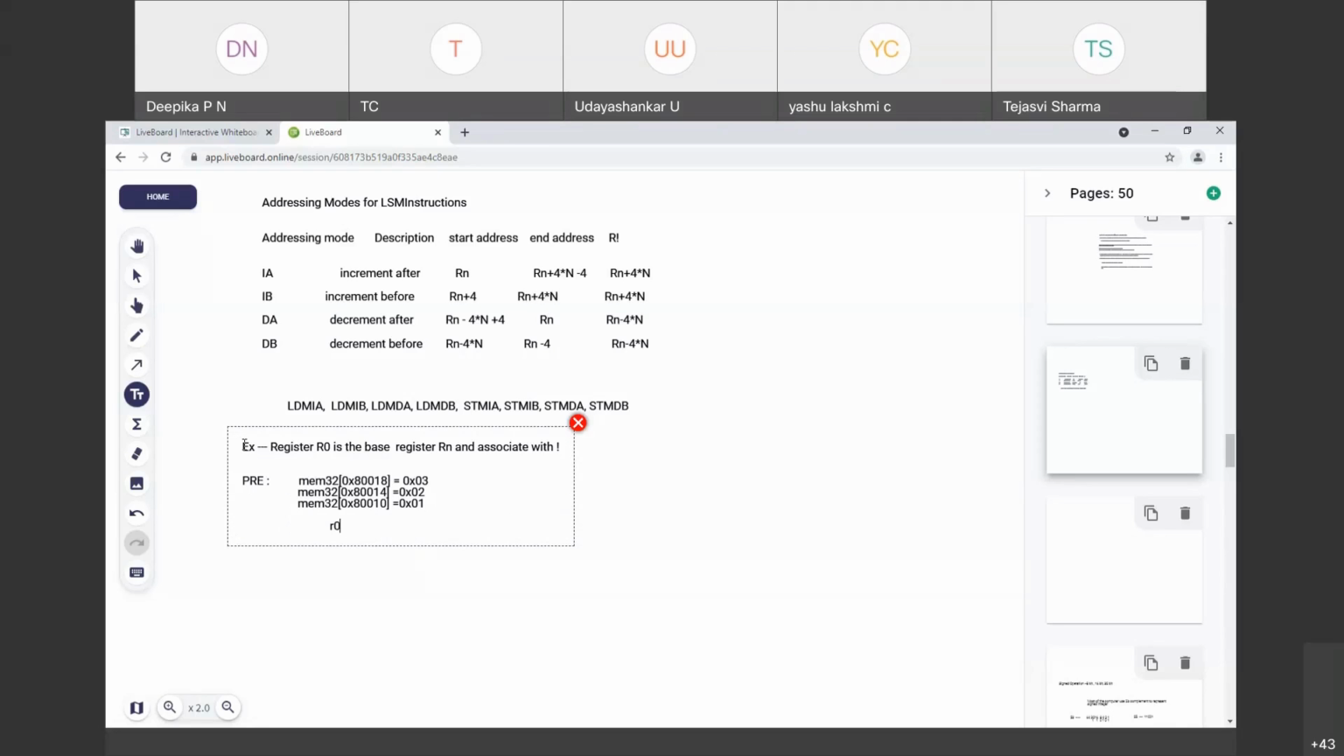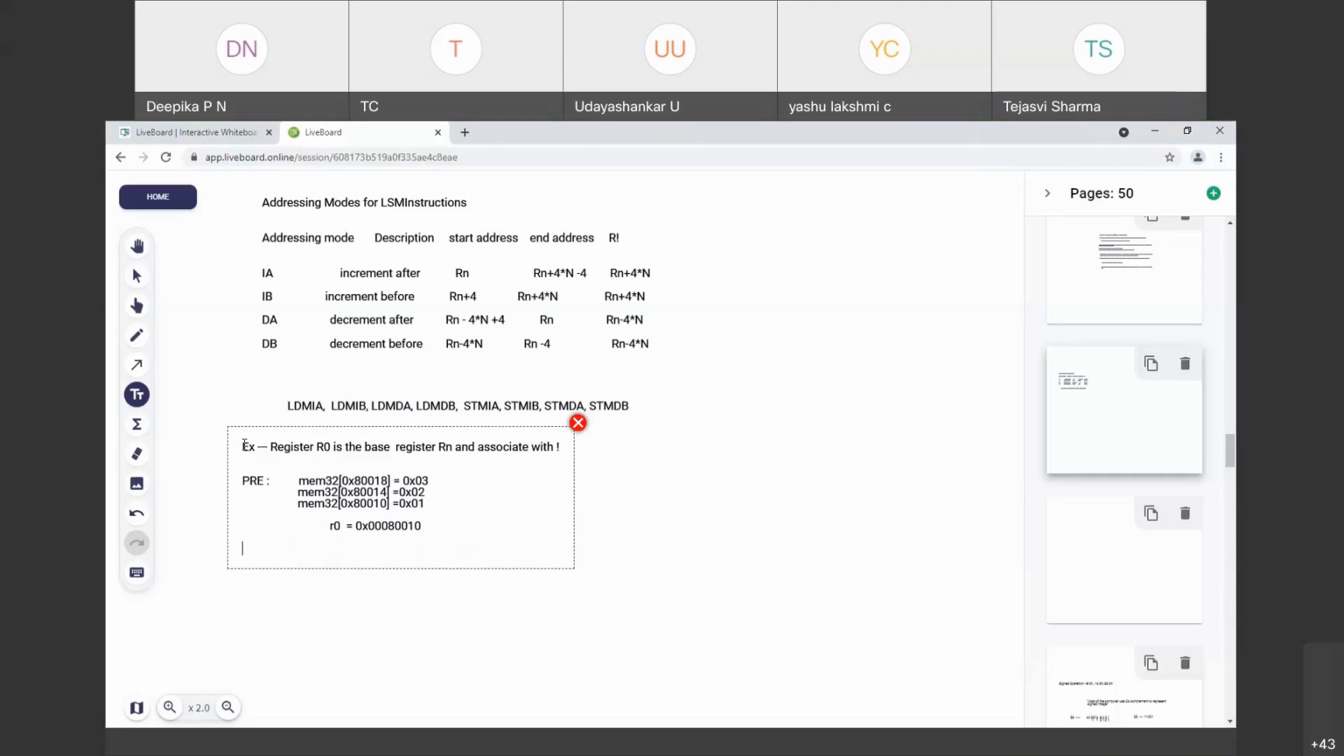And I use the register R0. What is the R0 value? I'll call it 0x00080010. So I made use of R0 having the address itself as its value. It means that R0 is pointing to the address 0x80010, the third row above. It is pointing to that. That is the meaning.